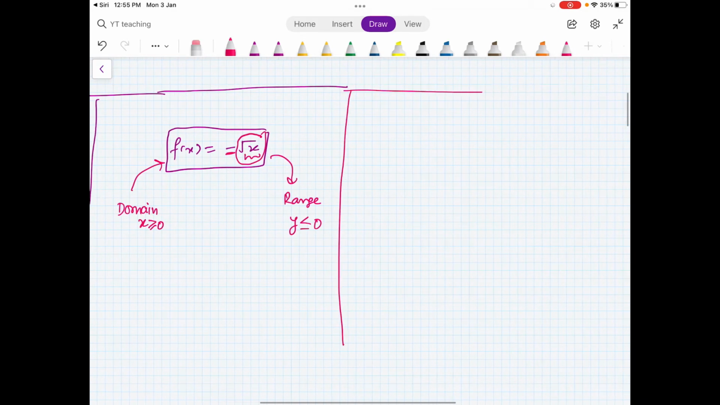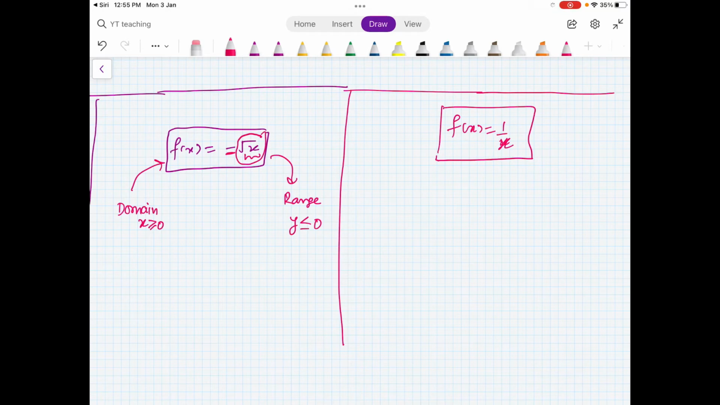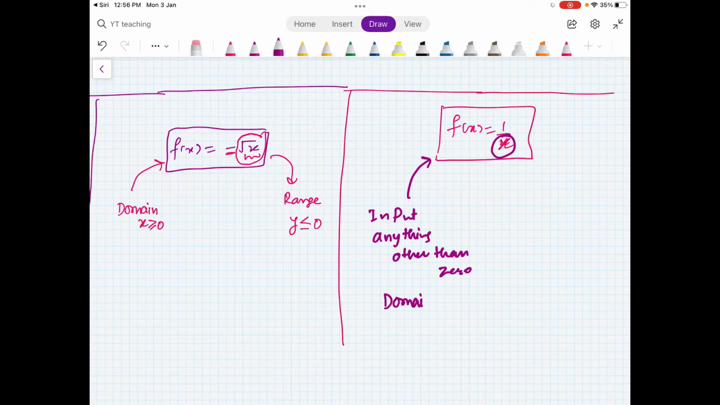Let me take another example. If you have f of x is equal to 1 by x, suppose this is your machine. Now can you take a moment and think about what are the possible inputs? What am I allowed to input here? I can input anything other than 0, because 1 by 0 gives infinity, a number I don't know. So input is anything other than 0. Okay, so your domain will be all real numbers except 0. You can write it like this.